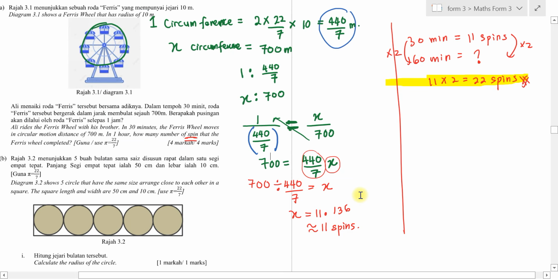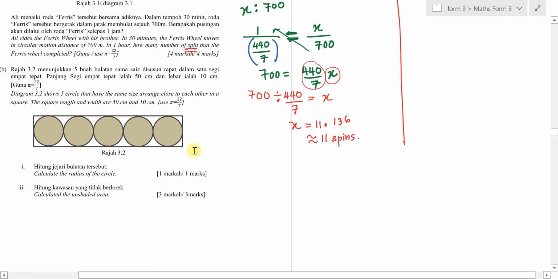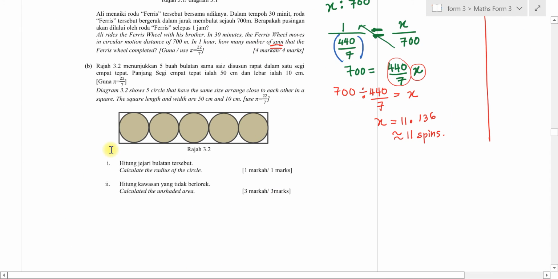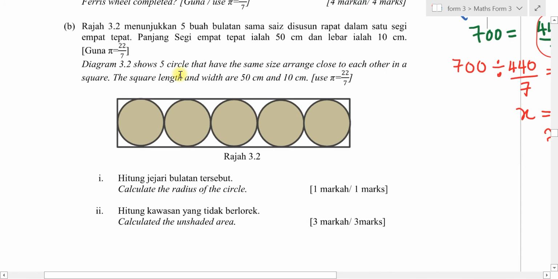Thanks, sir. Done. Okay, very good. Now let us go into question B. Question B, diagram 3.2 shows 5 circles that have the same size, arranged close to each other in a square. This is not a square, this is a rectangle.